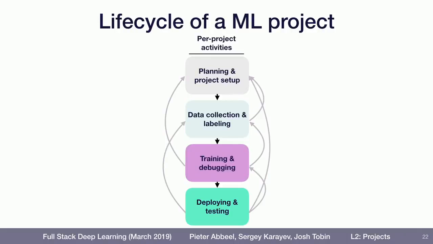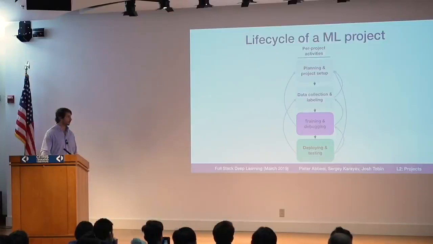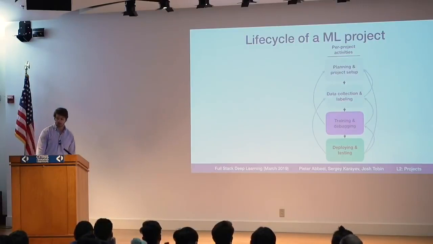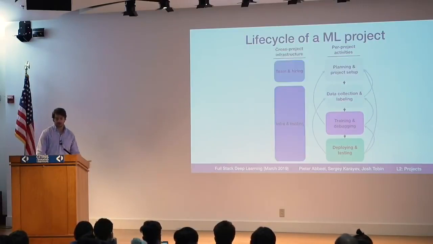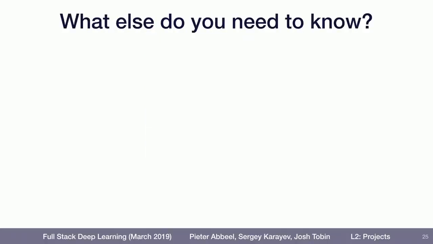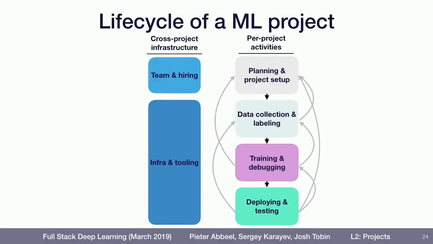Okay, so I would think about this as things that happen every project, right? You plan the project, and then you end by deploying it. But there are also some things that happen more at an organizational level that are important to think about as well. And that includes team and hiring and infrastructure and tooling. And we'll talk about both of these things as well. Okay, any questions about this as a way of thinking about machine learning projects before I move on?